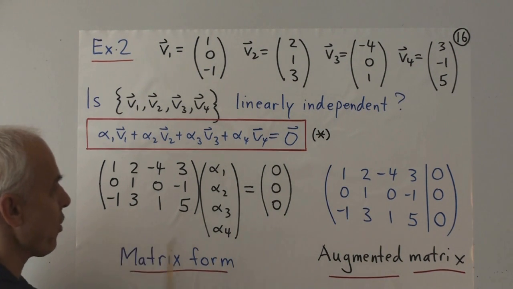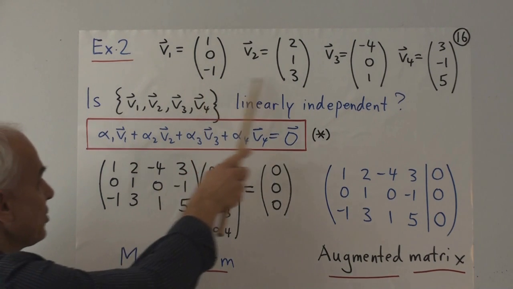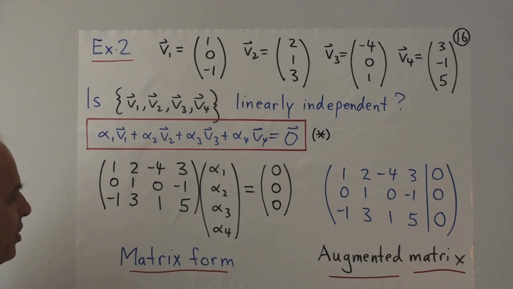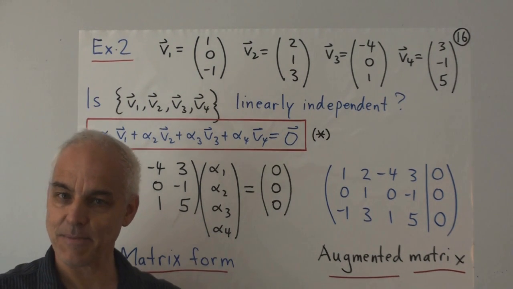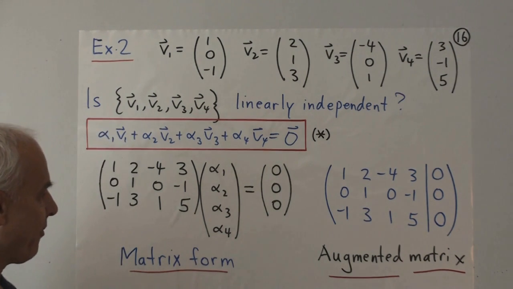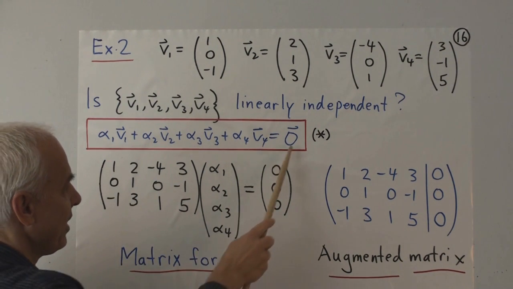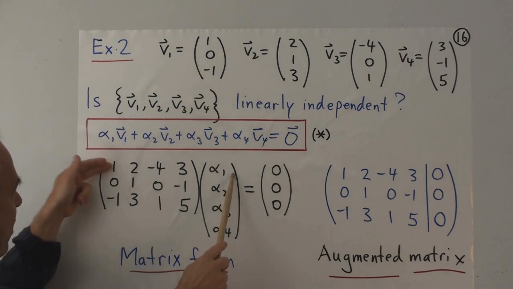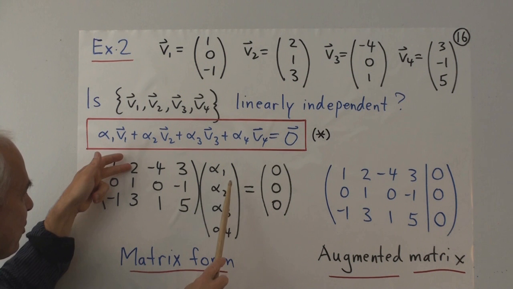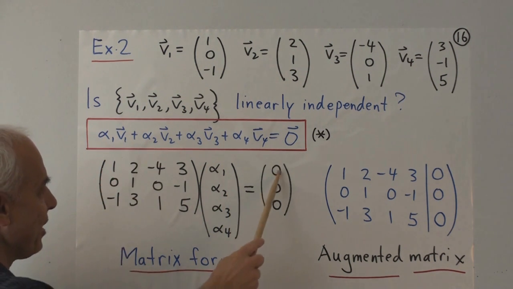There's the matrix form for this equation. The columns are just the vectors that we started with. Over here we have a multiplication by a vector with 4 components, something a little bit new, representing the fact that there's 4 terms in this sum. So the top line, for example, would be alpha 1 times 1 plus alpha 2 times 2 plus alpha 3 times minus 4 plus alpha 4 times 3 equals 0.